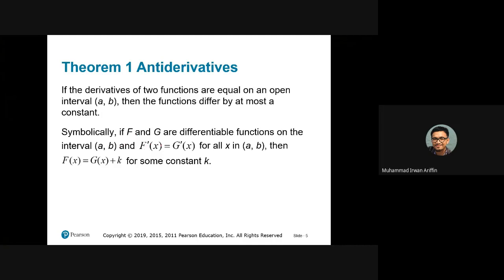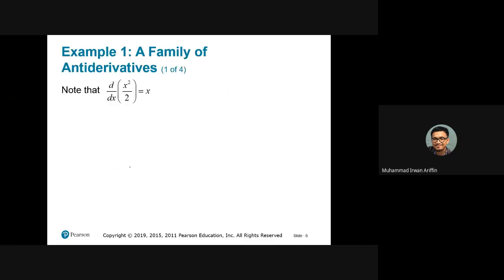If the derivatives of F and G, F prime and G prime, are the same for all x in a and b, then the only difference between the big F and big G will be by a constant k. Okay, by a constant k. So let's have a look at this example.